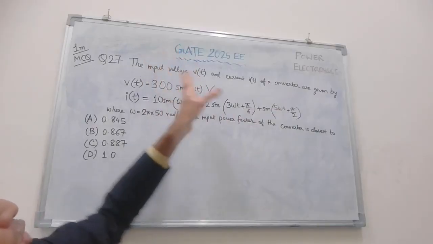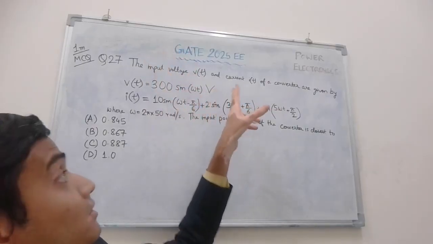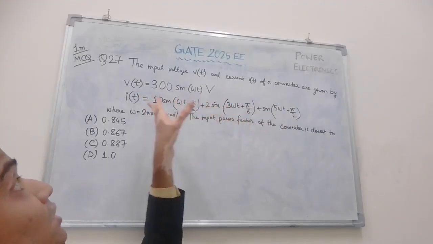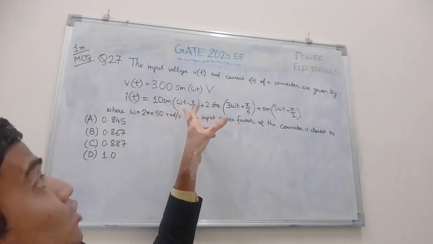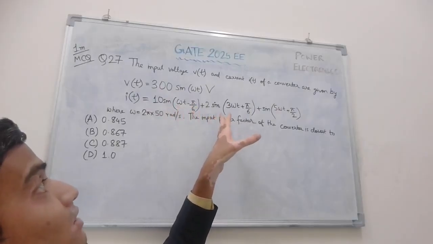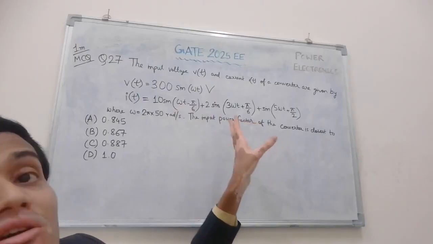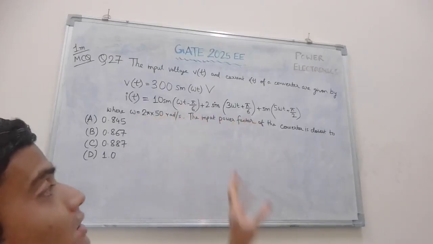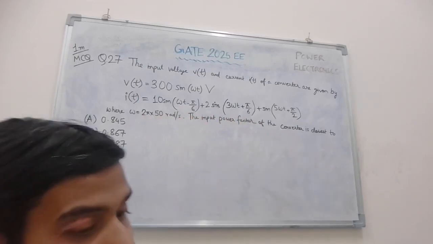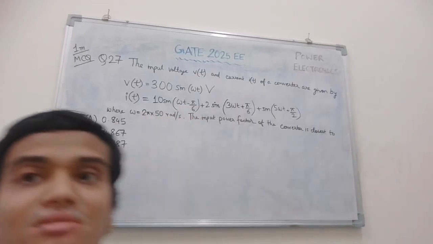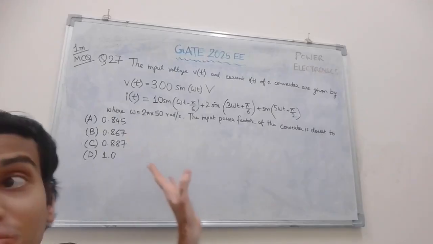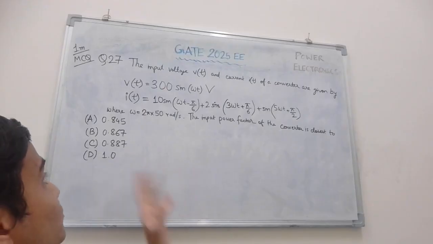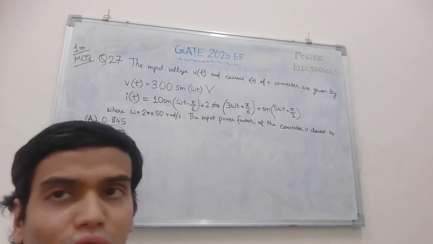It is given the input voltage V of t and current I of t of a converter are given by V of t equal to 300 sin omega t volt, I of t equal to 10 sin(omega t minus pi by 6) plus 2 sin(3 omega t plus pi by 6) plus sin(5 omega t plus pi by 2), but omega equal to 2 pi into 50 radian per second. The input power factor of the converter is closest to, and the options are given as A 0.845, B 0.867, C 0.887 and D 1.0. So let's move on to solutions question.